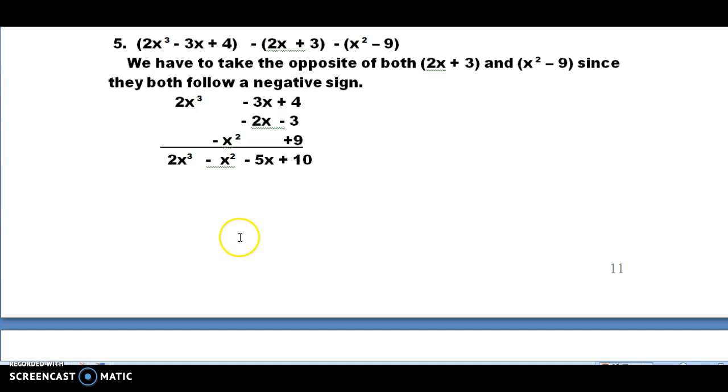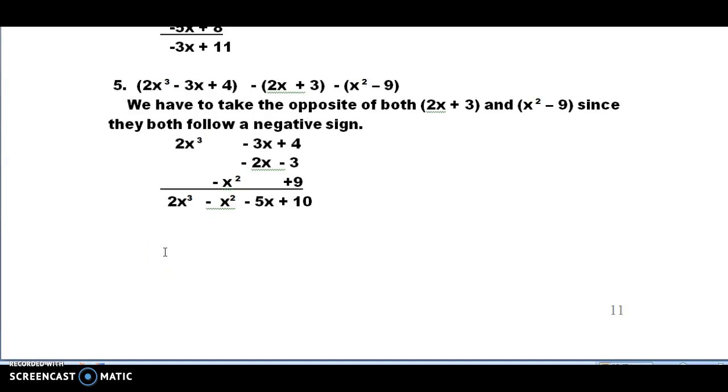At this point, I'm going to go ahead and pause the video and stop it. We're going to talk about multiplication of polynomials, which is a different topic. So I'm going to make this one a short 5.5 minute video, and then we'll pick up on the next video with multiplication of polynomials.